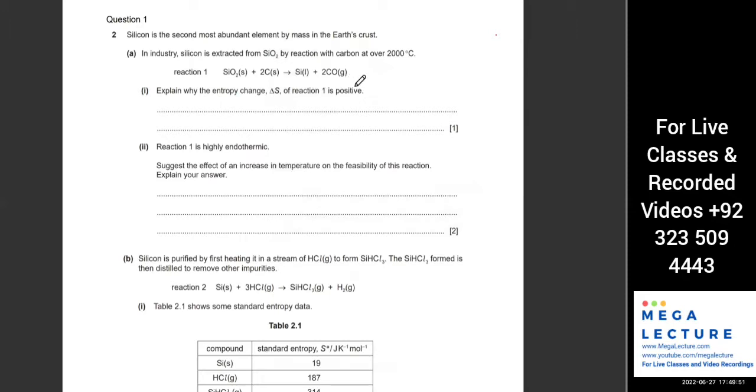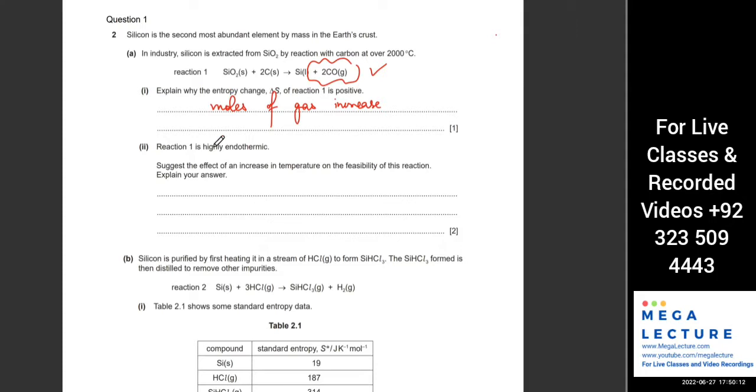Why is it positive? Because there's a gain of disorder. Why is there a gain of disorder? Because the moles of gas increase, or a gas is being produced. So that gas is going to create a lot of disorder. Initially you had solids, now we've got a gas.